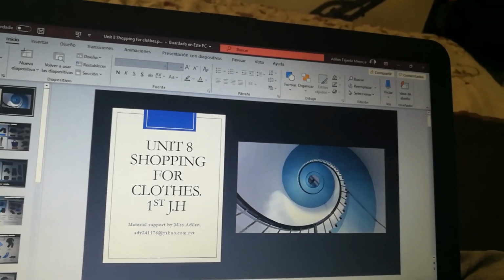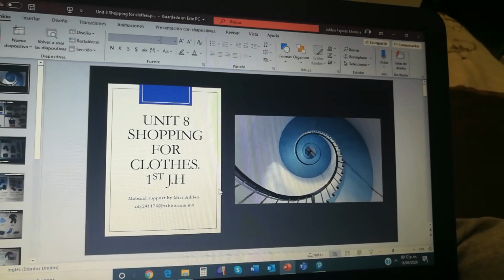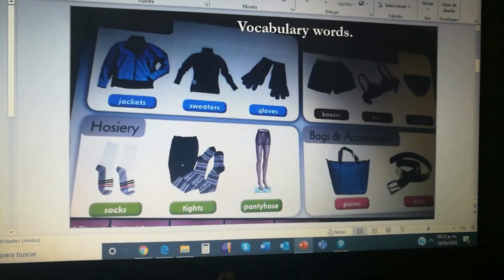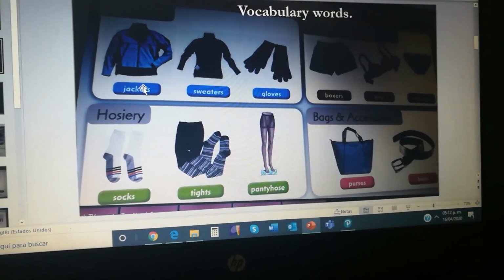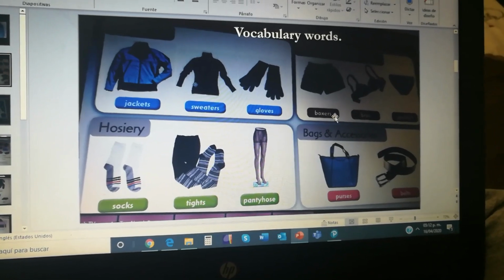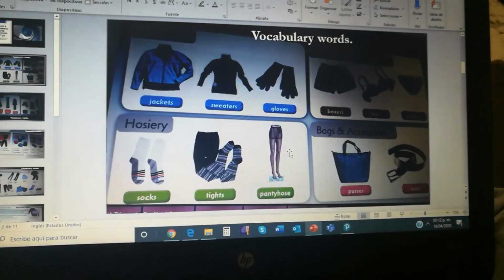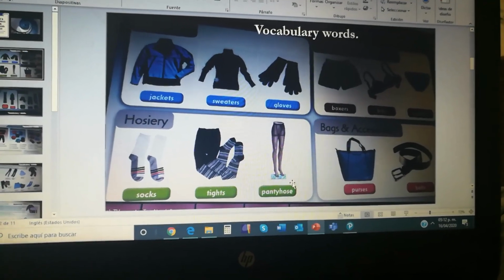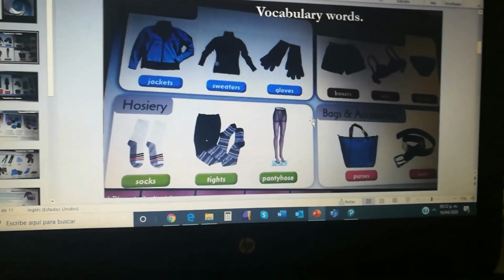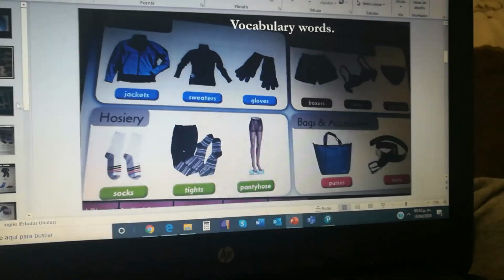and this way I can review them. Okay, so for example, in the first slide that you have here, you have vocabulary words like jackets, sweaters, gloves, boxers, bras, panties, socks, tie, pantyhose, purses, belts. This is the vocabulary that is important for you in this unit.